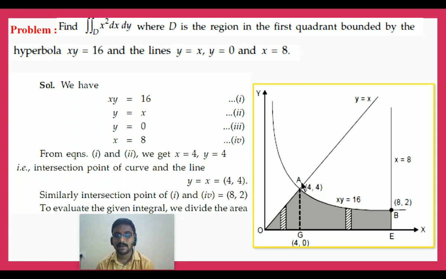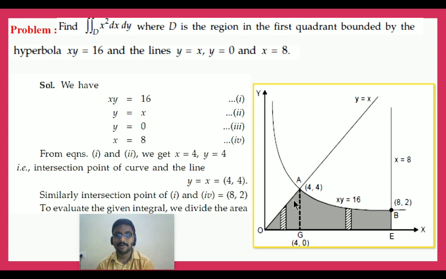That is, one part is OAG and another part is GABE. These two parts are separated with respect to the line x equal to 4, so that we can have two double integration limits. The double integration problem is split into two double integrals. From equations 1 and 2, the point is x equal to 4 and y equal to 4. It is the intersecting point with respect to the line y equal to x.